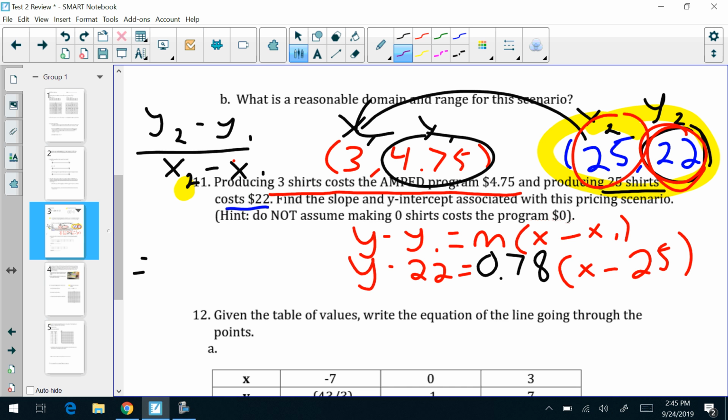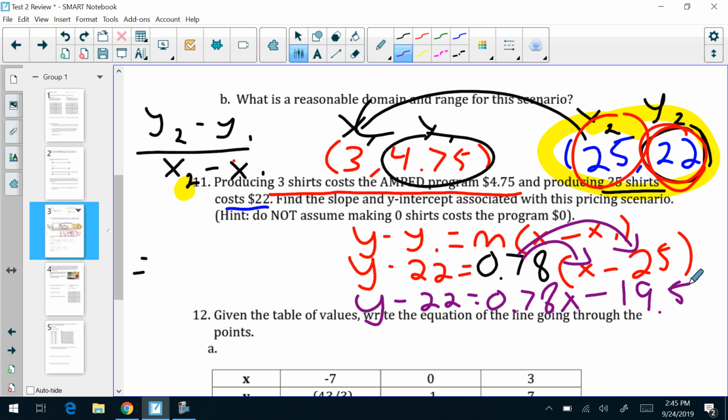Now I'm going to distribute the 0.78 into both of those. So I've got y minus 22 equals 0.78x, and then 0.78 times a negative 25 gives me a negative 19.5. So I've got one more step to get it into slope-intercept form, and that is to add the 22 over.